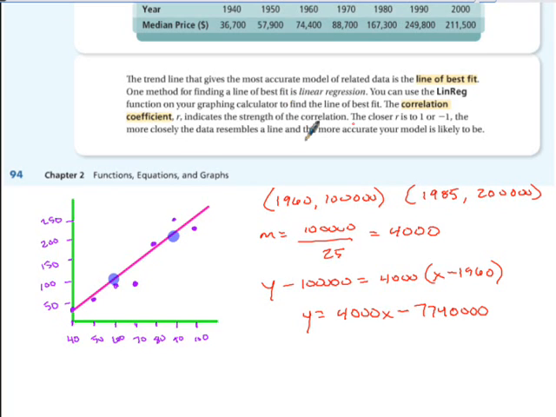The correlation coefficient is called R. That indicates the strength of correlation. We want the correlation to be as close to 1 as possible. If it's negative, it's a negative correlation. If it's positive, it's positive. But the closer to 1, the more likely the line is going to be really accurate.